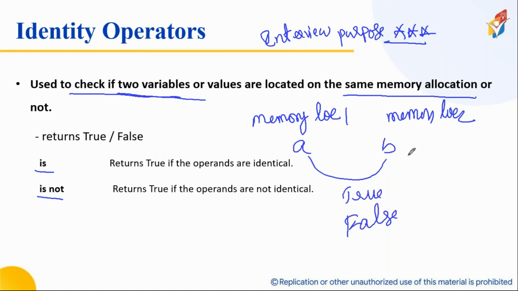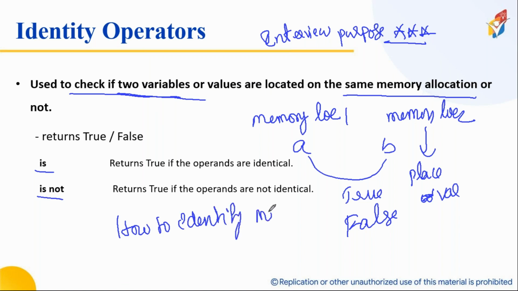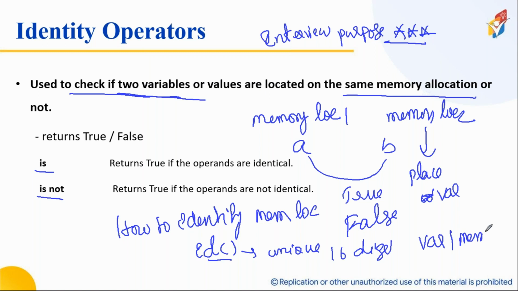Clear? Now you can ask one question: sir, what is a memory location? A memory location is a place where we are going to store variables. Now you can ask one more question: sir, how to identify a memory location? Like we have house numbers, every memory location in the RAM is identified with a number. For that we will use a function called id. id is a function which will give us a unique 16 digit ID for every variable or memory location.